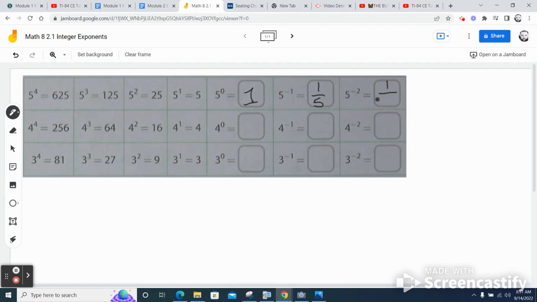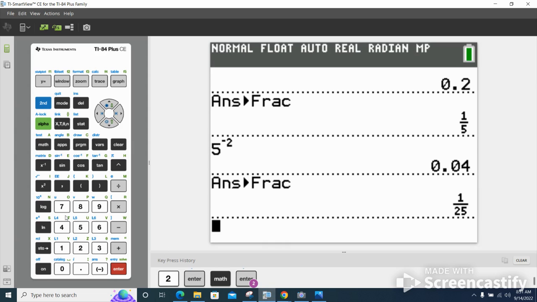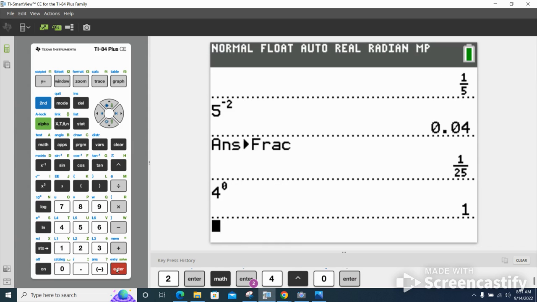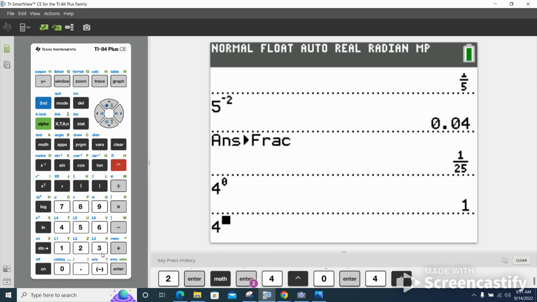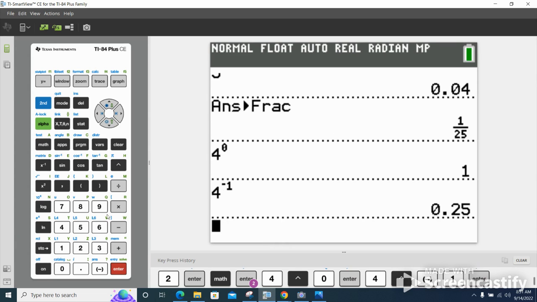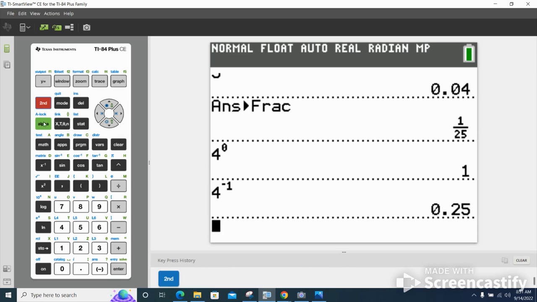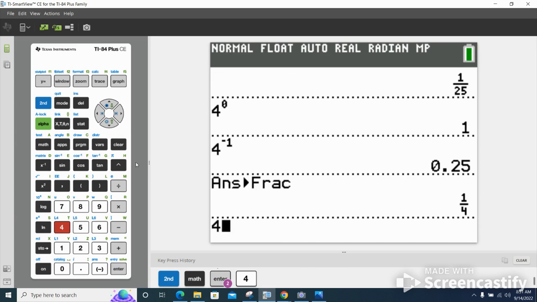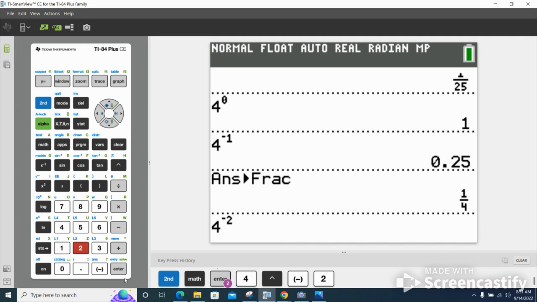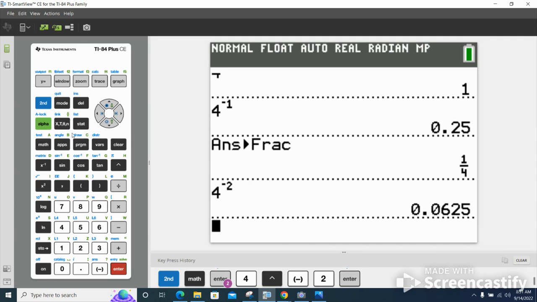All right, 1 over 25. Now, I'm not going to do this for every one of these because Mr. Adams has memorized these. Get on my level. Well, let's just do it. 4 to the 0, what's that? Yeah, 4 raised to the 0 is 1. 4 raised to the negative 1 is 0.25. If we convert that to a fraction, that's 1 over 4, right? 4 to the negative 2 is that crazy number. If I convert that to a fraction, I get 1 over 16.